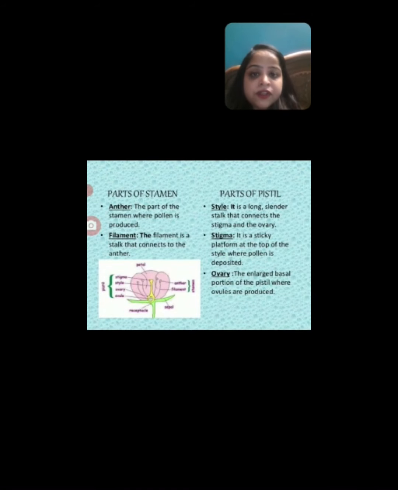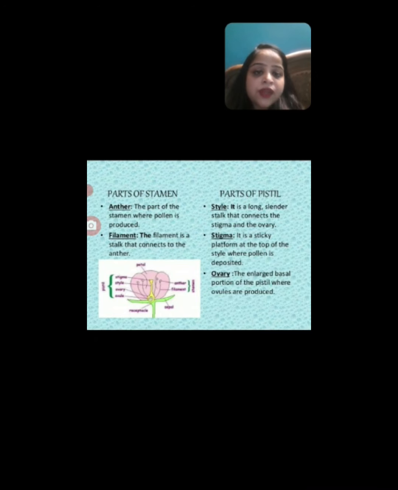Here, there are further subcategories of the parts of a stamen and pistil. So, first we will discuss the parts of a stamen. Number one is the anther, the part of the stamen where pollen is produced. And the next one is the filament. The filament is the stalk that connects to the anther.